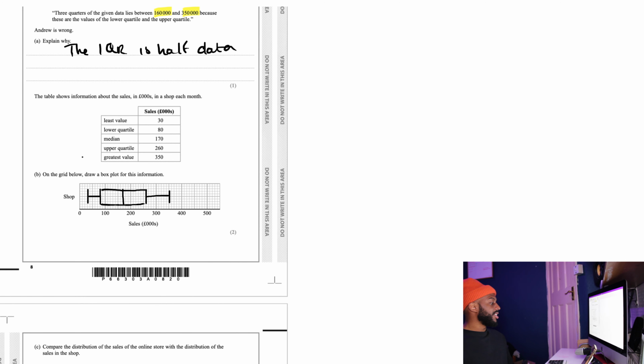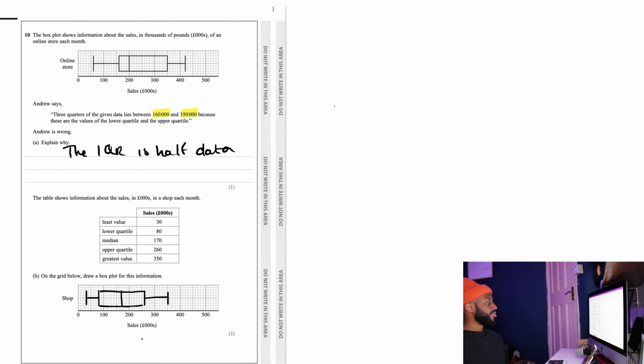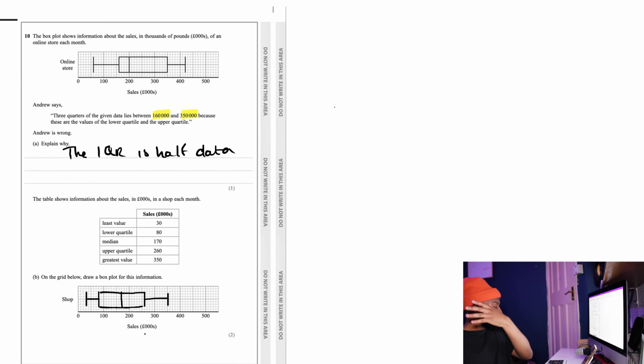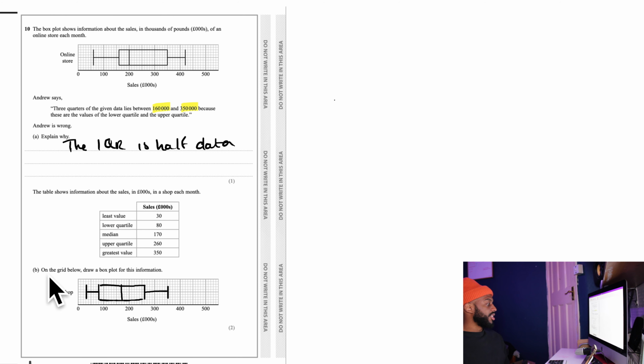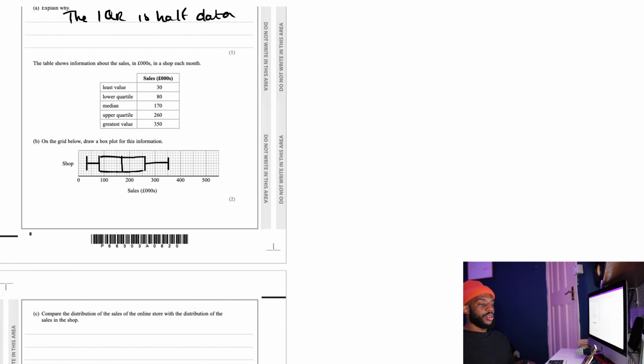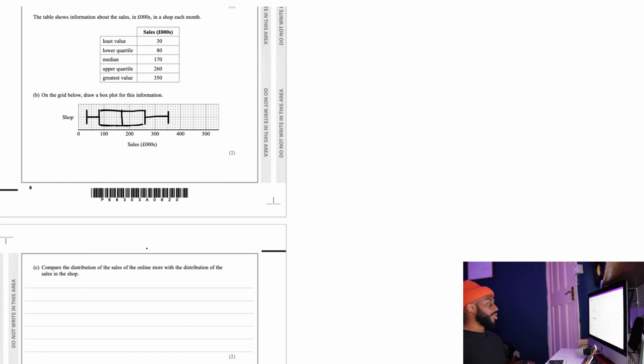Question C is asking us to compare the distribution of the sales in the online store and the sales in the shop. So the top box plot, this one up here in part A, that's the online sales. This one here is the sales in the shop. So we can take two averages to compare. We're going to compare the median, and we're going to compare the interquartile range.